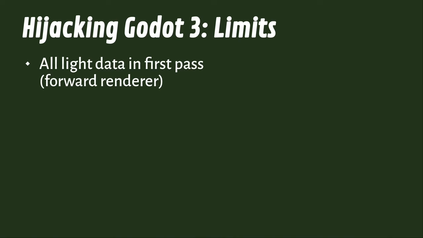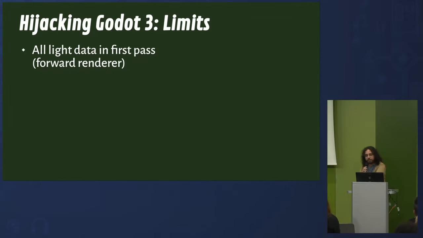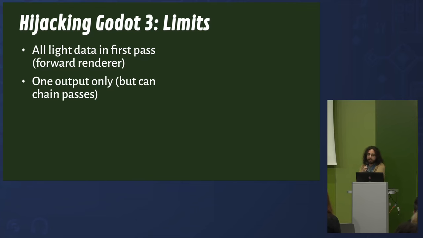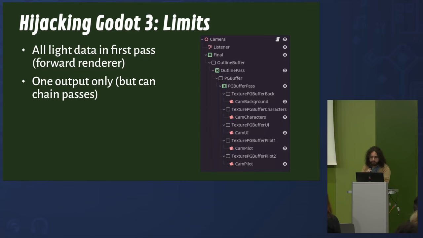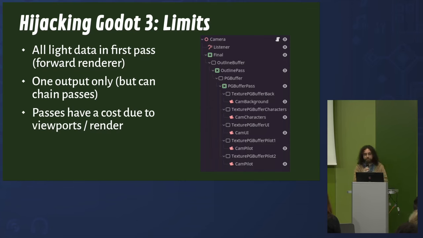It's not about the capacity of the renderer, but how you can twist it. So the limits were that all the light data is in the first pass because of the forward renderer, and I can only have one output, but I can chain passes with that kind of structure. But they have a cost, which can be an issue.